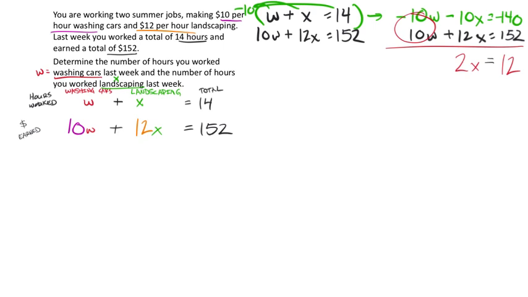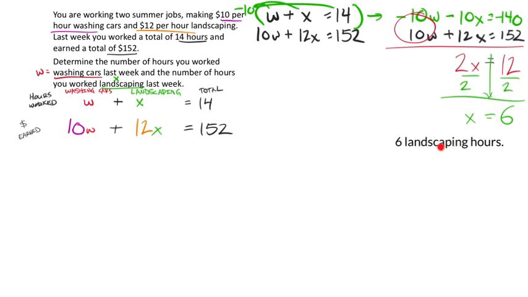Last thing I need, though, is a phantom 1 coefficient of X. So I'll do that by dividing both sides by 2, and I get 6. Now, I'm not solving for an ordered pair. What I just found there was X. X is landscaping hours worked. So this would be 6 hours worked landscaping. 6 landscaping hours. So there's one of the solutions.